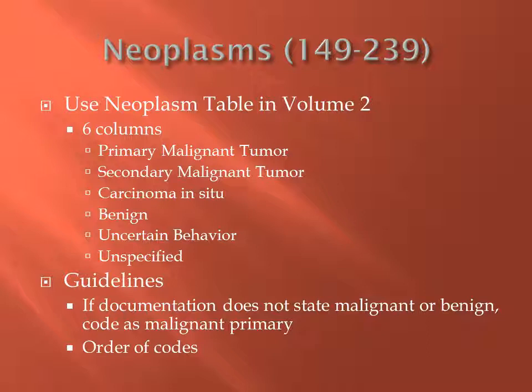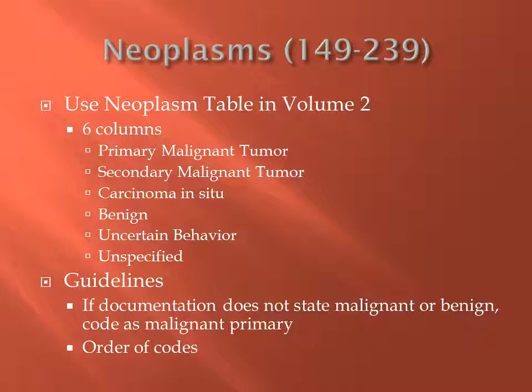Carcinoma in situ is a neoplasm that has not spread beyond the tissue of origin. Benign, not life-threatening. Uncertain behavior, not classifiable when the cells are examined. Or unspecified. There's no documentation as to the nature of the neoplasm. Now, the guidelines that apply to this section, if documentation does not state malignant or benign, code as malignant primary.